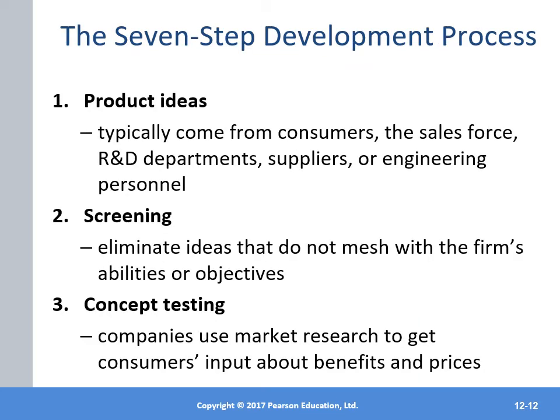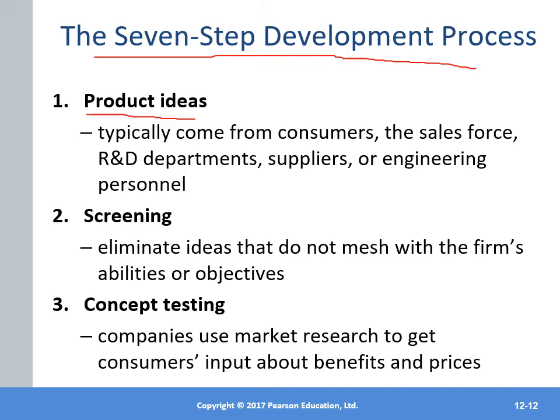I'm closing my webcam for a while so that we can see all the wordings here. To increase the chances of developing a new successful product, many firms follow 7 steps of the development process. Normally, this is used for developing physical goods. We start the first step by looking at the product idea. Product development begins with a search for ideas for new products. Ideas typically come from consumers, the sales force, research and development departments, suppliers, or even engineering personnel.